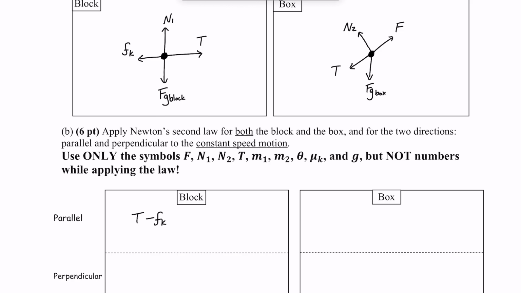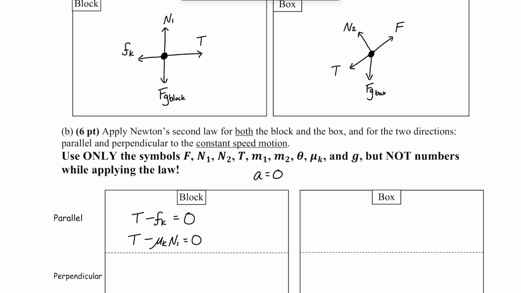and because the whole system is moving with an acceleration of 0, we have our right-hand side ma equal to 0. That's not enough because we also need to rewrite our friction force in terms of the variables requested. So, going one step further, we can write this as tension minus mu k times the normal force, which in this case is labeled as N1.